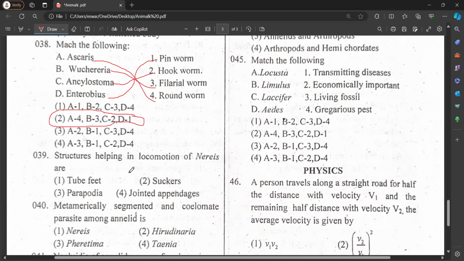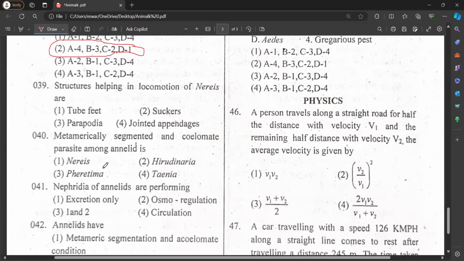Structures helping in locomotion of Nereis are tube feet, suckers, parapodia, jointed appendages. We know that parapodia are the appendages of Nereis which help in locomotion. These tube feet belong to phylum Echinodermata. Suckers we have seen in Platyhelminthes. Jointed appendages, phylum Arthropoda.